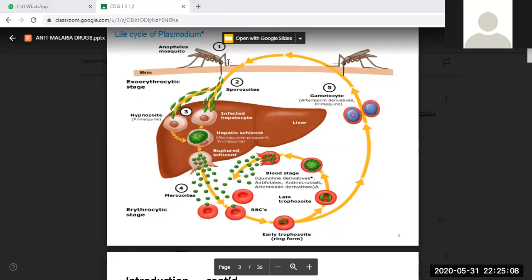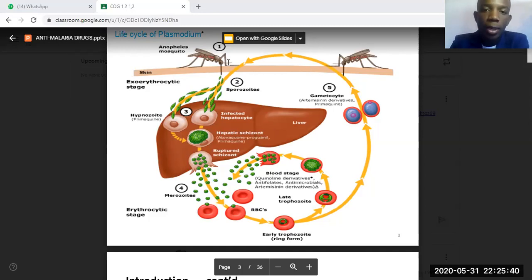Now, when the mosquito comes and bites a human, it is going to deposit sporozoites. These sporozoites are found in the salivary glands of the Anopheles mosquito. When these sporozoites are introduced into the bloodstream, the exoerythrocytic stage starts. The sporozoites are going to move in the bloodstream and be delivered into the hepatic circulation, and they are going to be infecting the hepatocytes there.